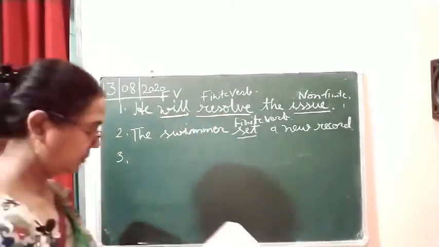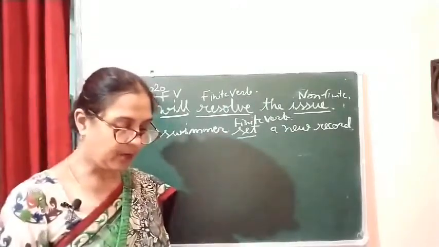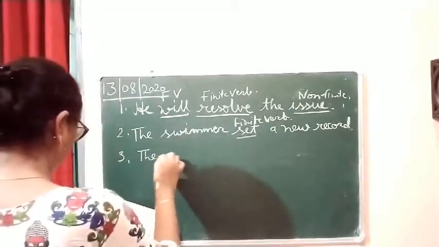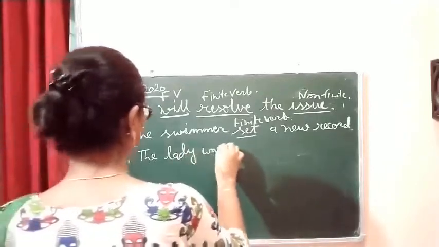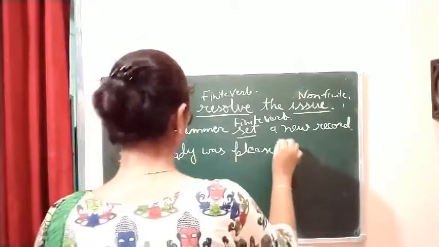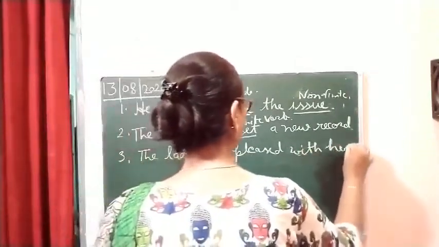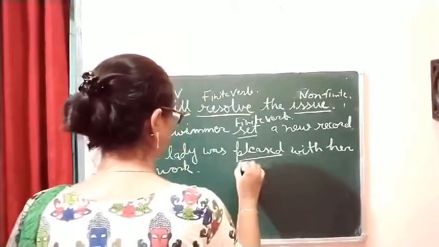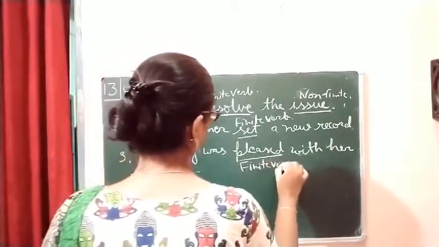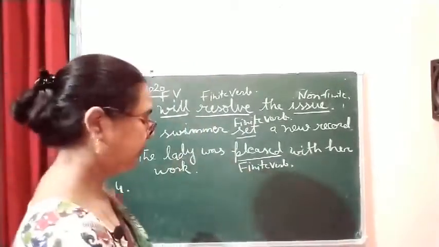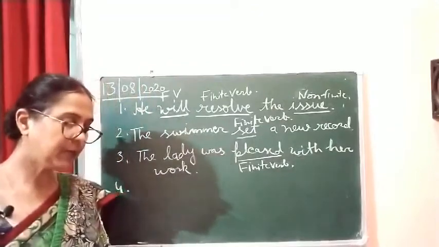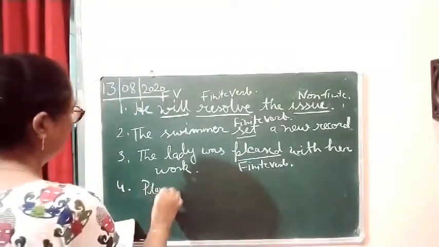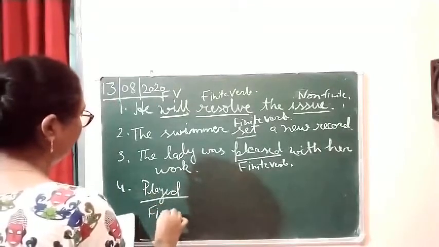And third: The lady was pleased with her work. Here you can see pleased is a finite verb. In number 4: The mice played when the cat was away. Played over here is a finite verb.